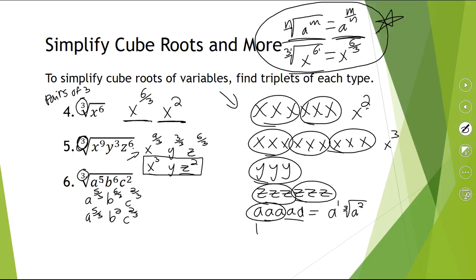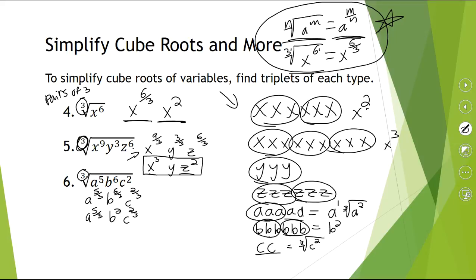The b's, you can do the same thing. You'll see that it's going to work out nicely because we have 6 of them. You'd make the groups of 3, so you have 1 group, 2 groups, which would make b squared. And then, of course, c's, we have only 2 of them. Since there's only 2 of them, I can't make any groups of 3. So these are left as remainders, and they're going to be stuck underneath the cube root still. We couldn't take any of them out. It's just going to be c squared still inside the cube root.